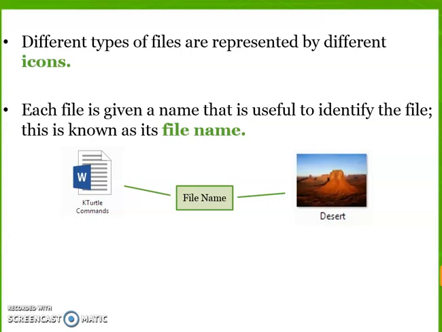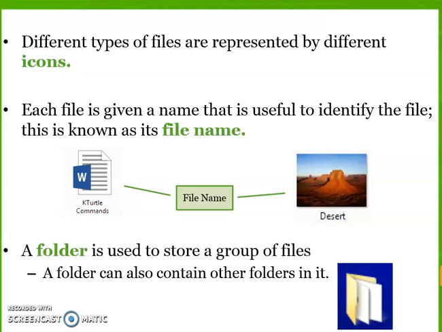Each file is given a name that is useful to identify what the file basically is and what it contains, whether it is a sound file, a movie, a picture or anything else. Every file has its name. Like every file, every folder also has its name, and a folder stores a lot of data, a group of files and a group of folders in it.